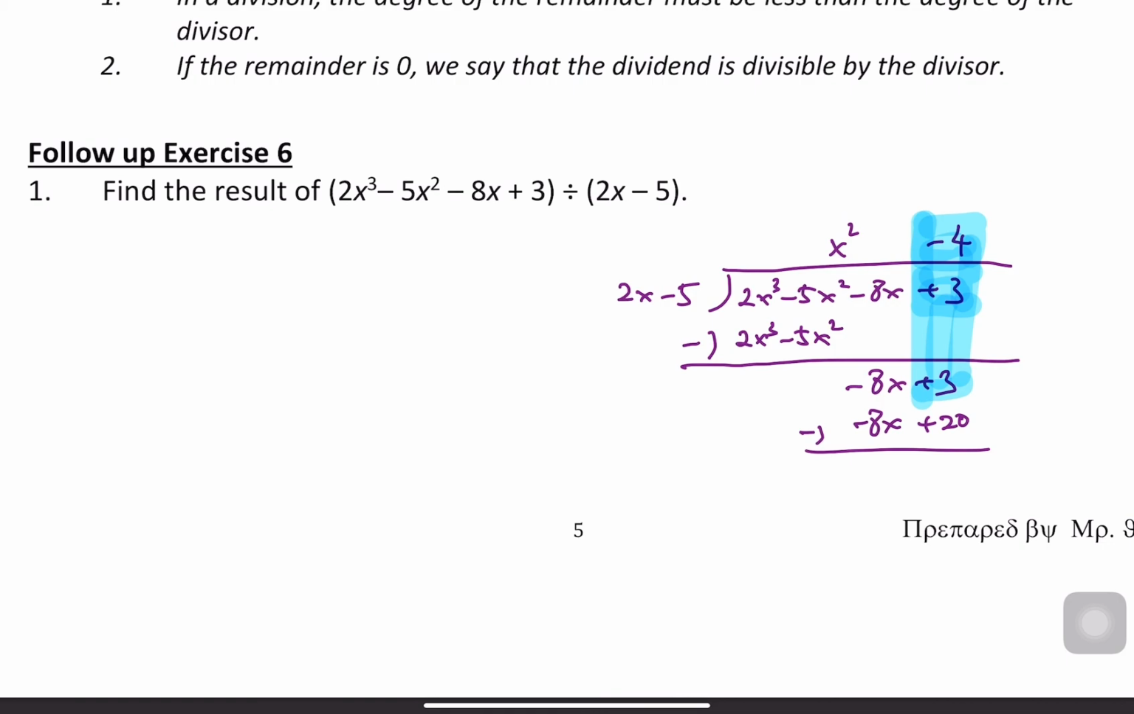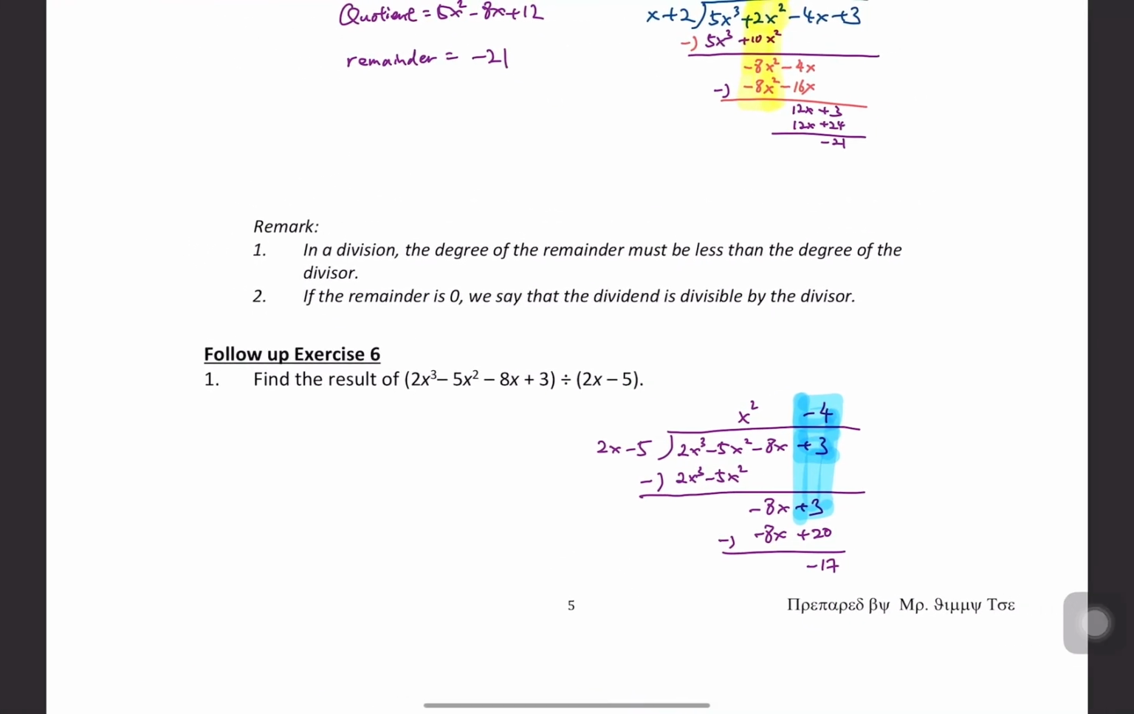Subtraction, remember. The first term must be equal to 0. The second one is 3 minus 20. Oh sorry, 20. So negative 17. This is the final answer. The quotient is equal to x squared minus 4. The remainder is equal to negative 17.